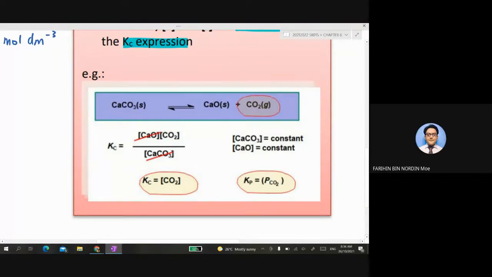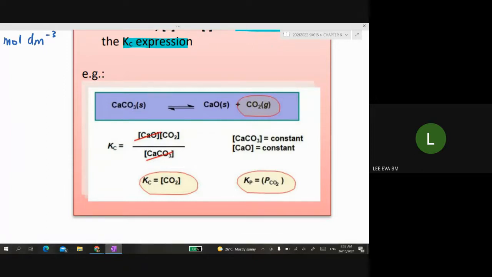What is the heterogeneous term? Hetero, because you have two types of phases. You have solid and also you have gas phase. Okay, so if you want to write down the Kc expression, first of all, check is this equation balanced. So the equation is already balanced, then we write out its Kc expression.